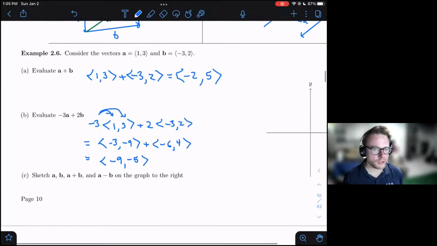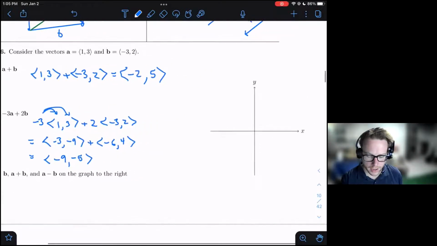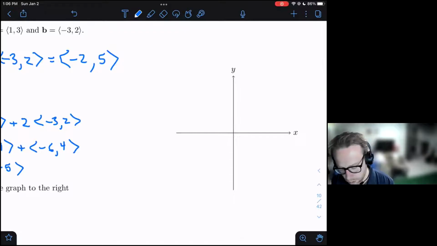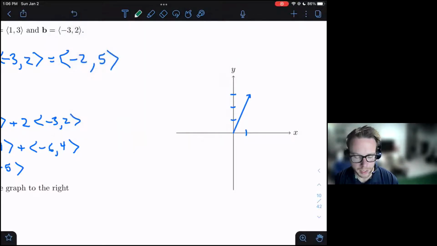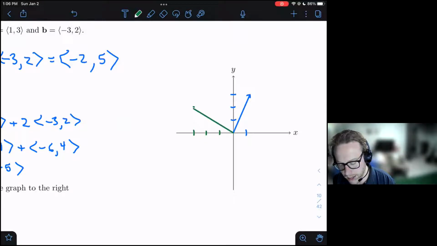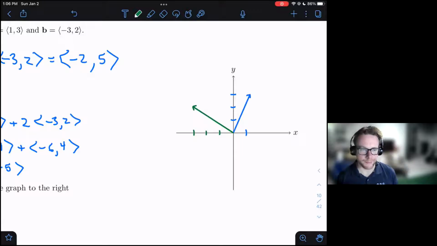All right, we can also go ahead and try to visualize what's going on here. So I'm going to sketch A plus B, and A minus B on the graph to the right here. So, okay, A is 1, 3. So let's do 1, 3, something like this. I'm going to grab a different color here. B is negative 3, 2. 1, 2, 3. And I'm trying my best to keep the scales the same on the X and the Y axis, so that my picture looks somewhat accurate.